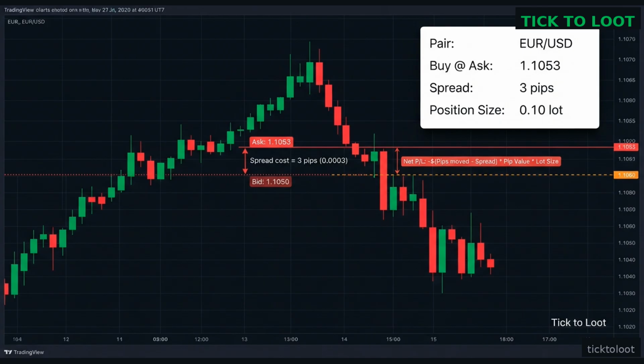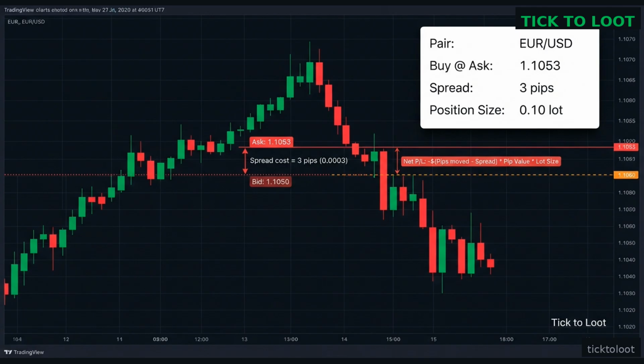Think of each pip as a tiny step on a ruler. 3 pips is like moving 3 tiny ticks forward. If you open a standard mini lot of 0.10 lots, each pip is worth $1, so the spread costs you $3 right at the moment you enter the trade.